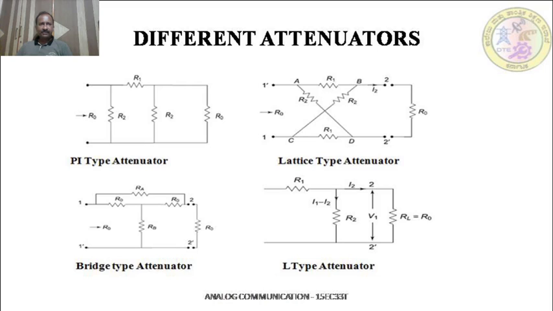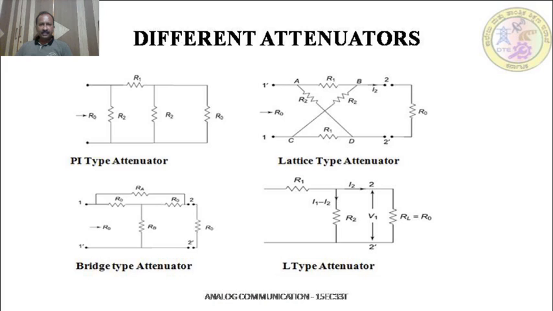That means this circuit looks like a pi, so it is called a pi type attenuator. Here you can take R1, R2. This particular structure you are going to call a lattice. This construction of circuit you are going to call a lattice type attenuator. Here the circuit components R0 and then RA, RB, they form a bridge. So this is called a bridge type attenuator.